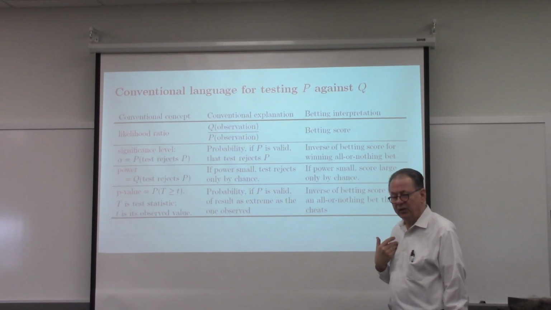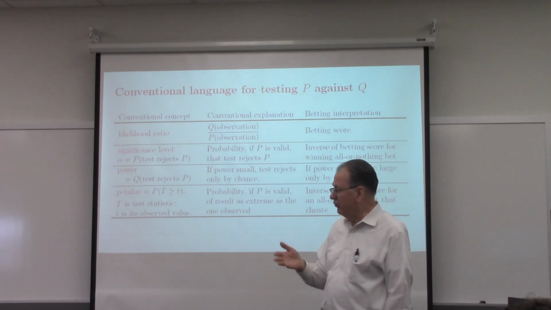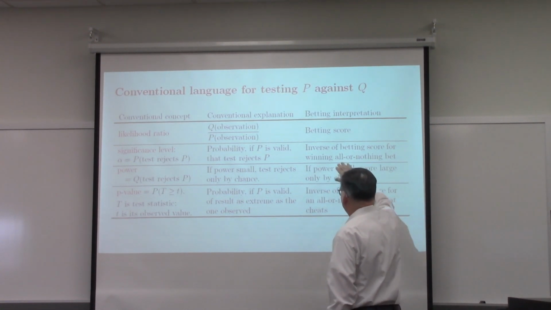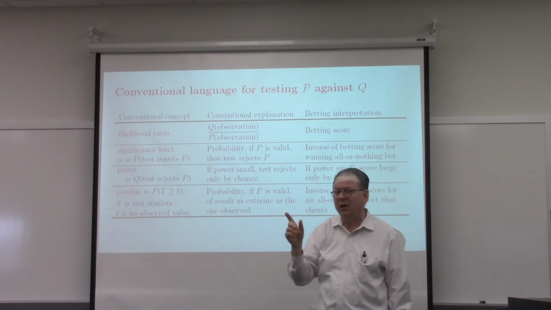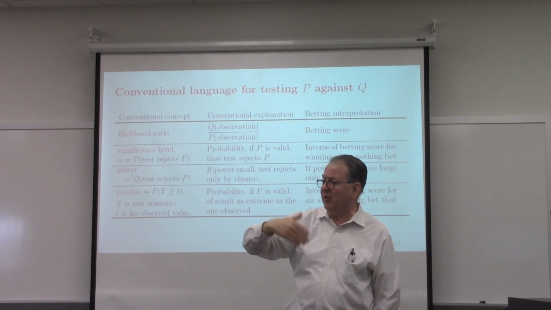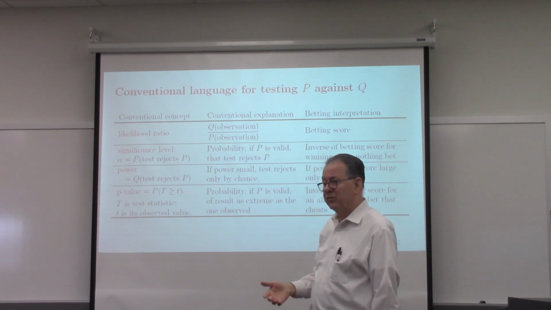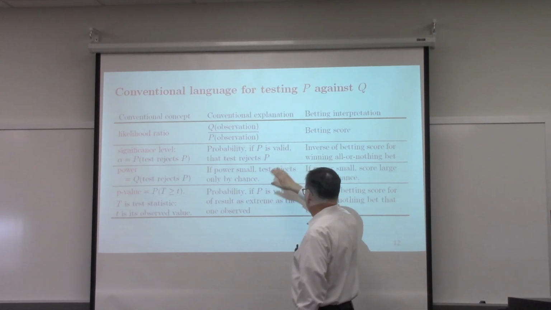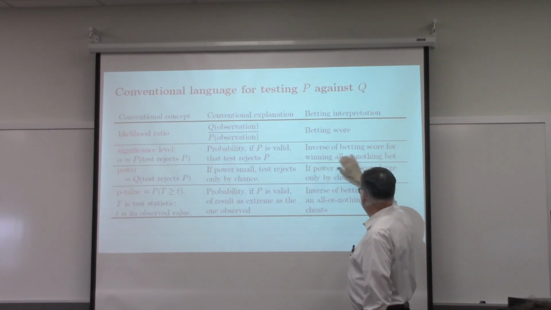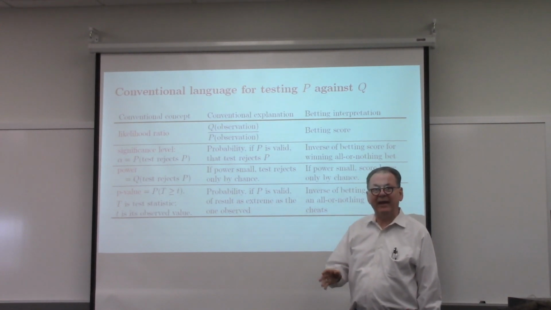So I'm going to show you the game-theoretic, the betting interpretations of these things. It turns out the likelihood ratio is the betting score. I told you what a betting score was, right? A betting score is how much I multiply my money. Well, it turns out that's a likelihood ratio. The significance level is the inverse of a betting score for a winning bet, which is all or nothing.